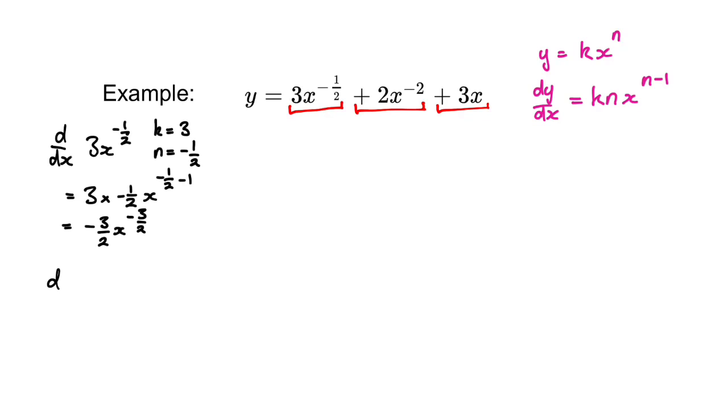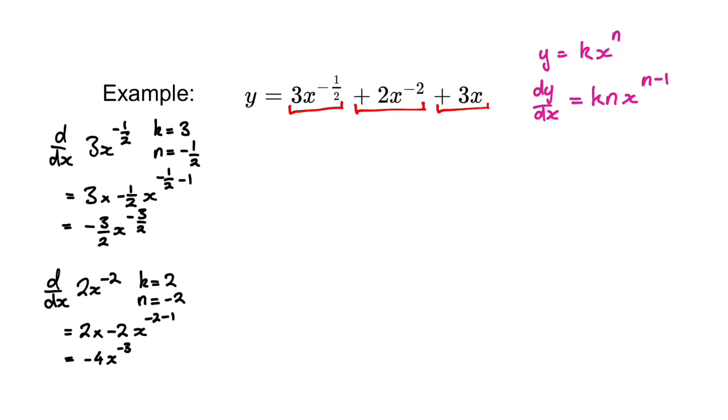Now looking at the derivative with respect to x of the second part of our function, so 2x to the minus 2. Our k is equal to 2 and our n is equal to minus 2. Following our rule gives us 2 times minus 2 x to the minus 2 minus 1. 2 times minus 2 is minus 4. x to the minus 2 minus 1 is minus 3. So that solves for the second part of our function.